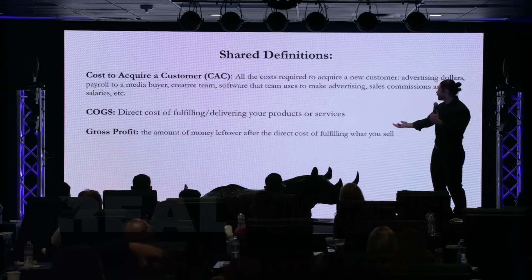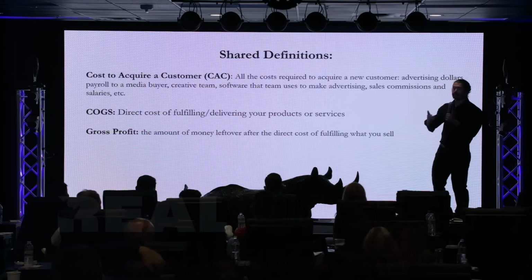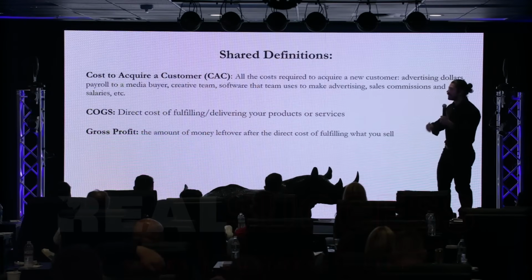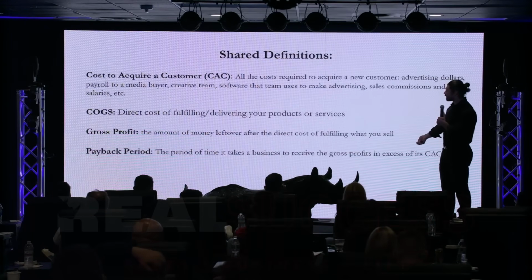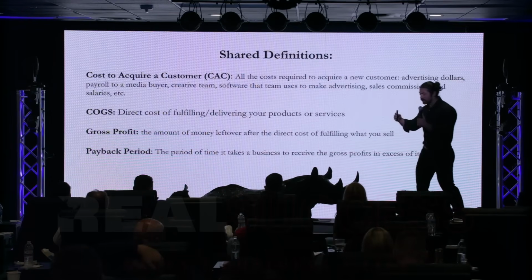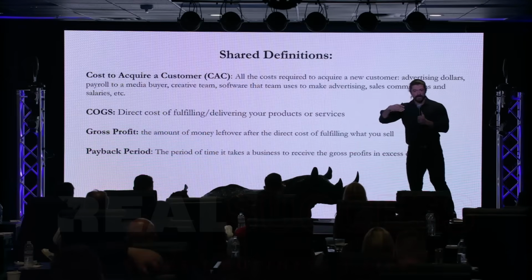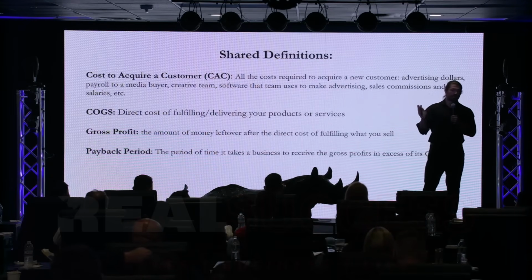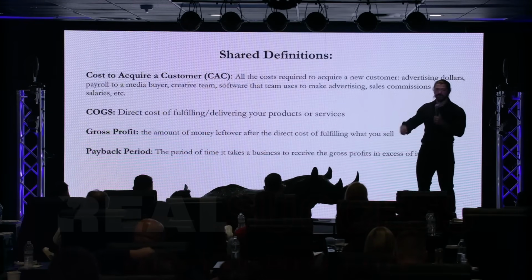Gross profit is the amount of money that is left over after the direct cost of fulfilling. So if you had one more customer, how much extra would you have to pay to fulfill that? Everything after that is the juice, right? Gross profit. Payback period, the period of time it takes the business to receive the gross profit necessary to recoup what it costs them to acquire the customer, right? You put $1 in, you get a customer, tomorrow, and then it takes you 2 months before you get that cash back in your wallet to spend again. All right, those are called cash conversion cycles.